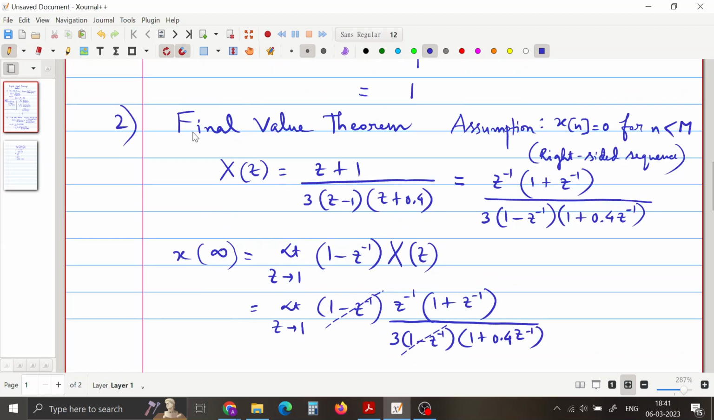You can take the inverse Z transform. You can use partial fraction expansion and find the expression for x of n, assuming that it's a right-sided sequence. So of course here also the ROC will be outside of a circle. Keeping that in mind, the poles are at z equals to 1 and z equals to 0.4. So the ROC will be mod z greater than 1, you can consider.